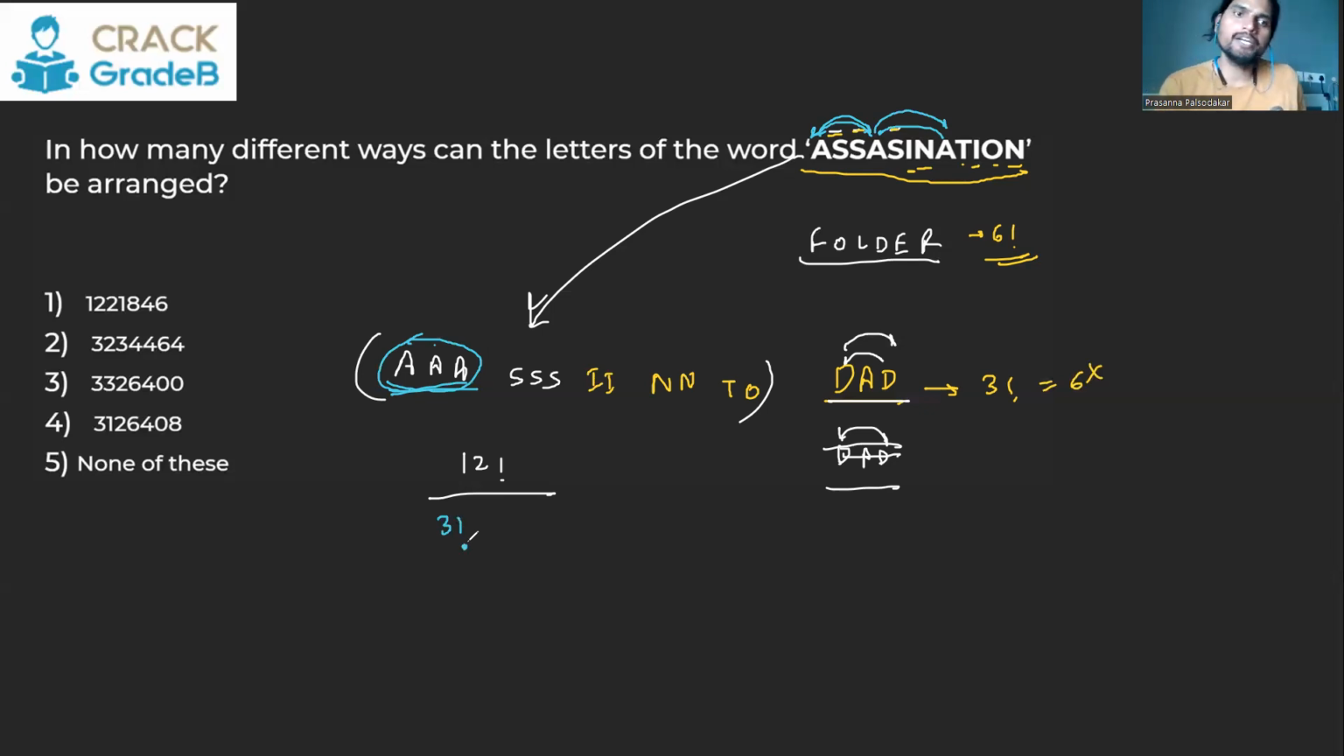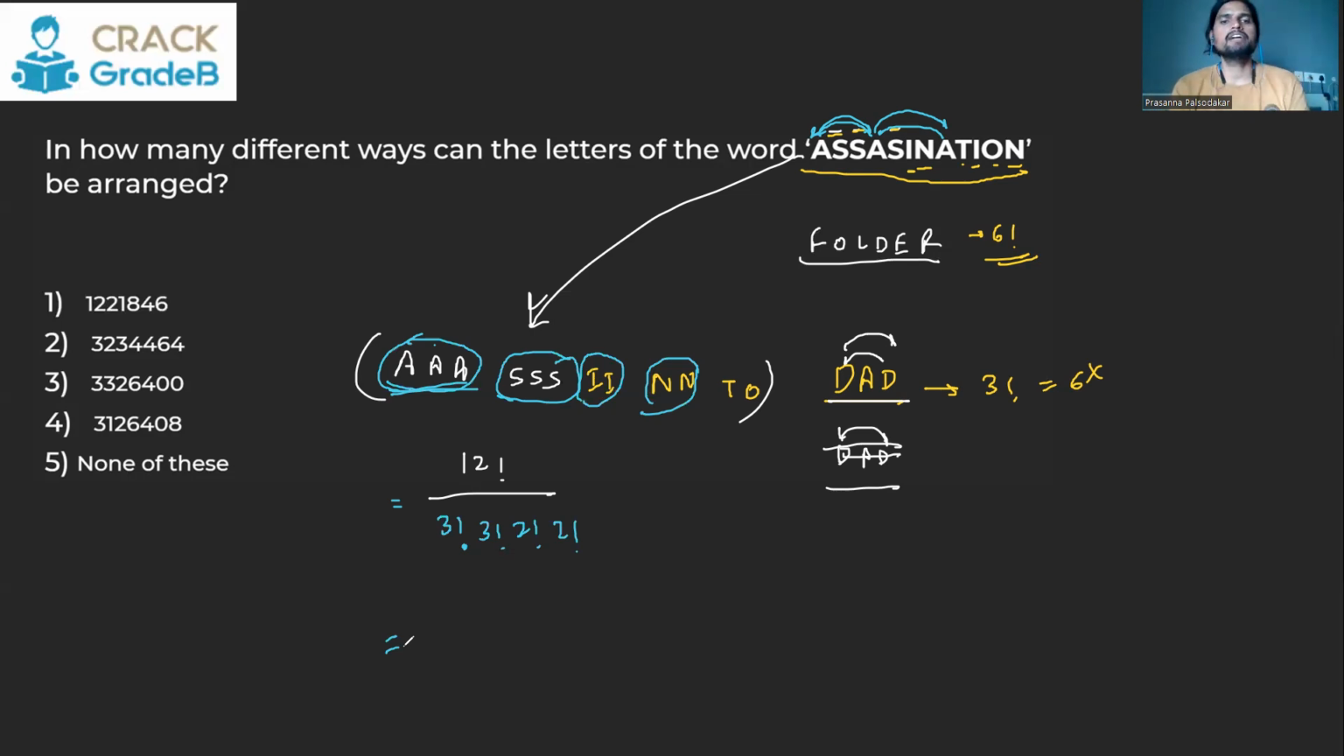So if you understood it, really good. If you don't, just do it as a method. Because there are 3 A's which are repeated, divide by 3 factorial. There are 3 S's, so divide again by 3 factorial. There are 2 I's, so divide by 2 factorial, and there are 2 N's, so divide by 2 factorial again. And this is going to be the answer.